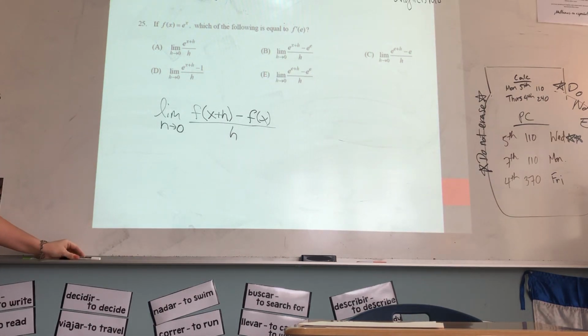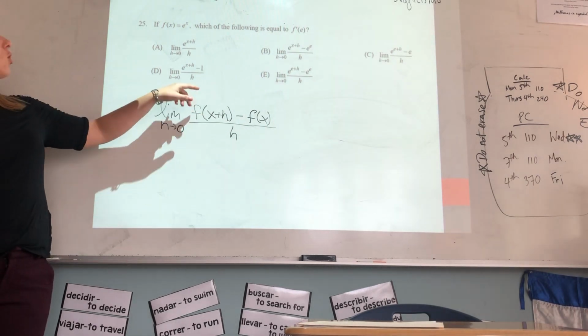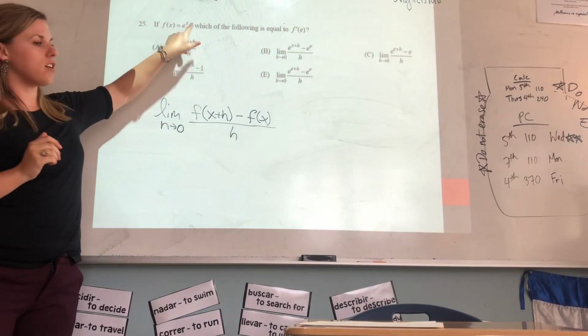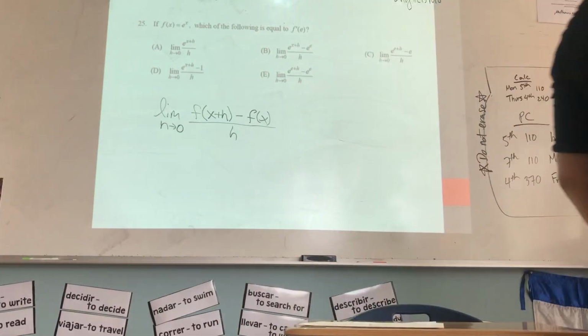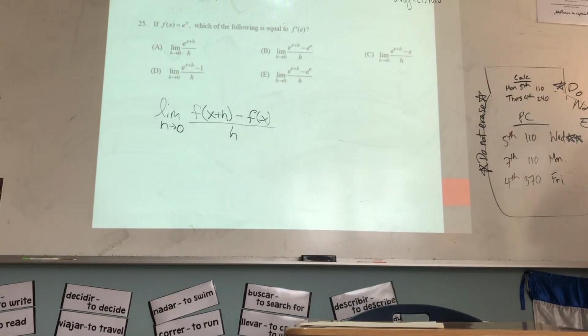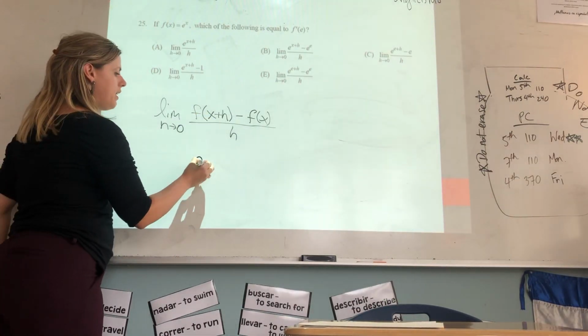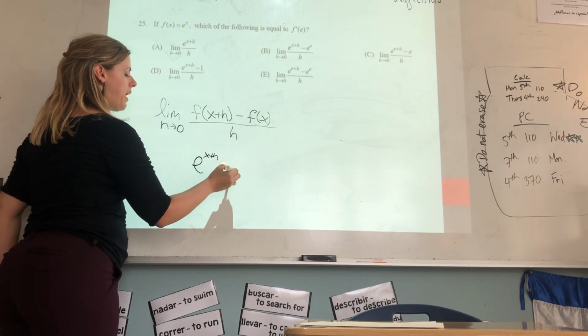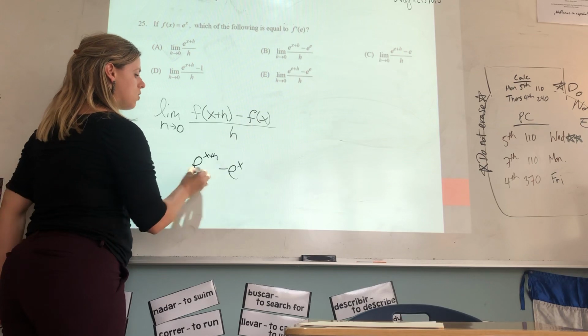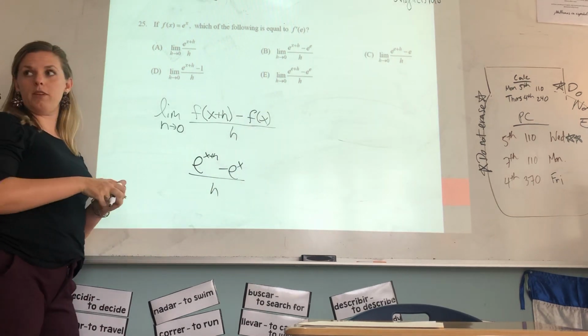We learned this formula on the first day of school, also in Unit 2. Okay, anyway. So f is e to the x, right? So let me get a new marker. So e to the x. This would be e to the x plus h minus e to the x, over h. How's that for me doing e?